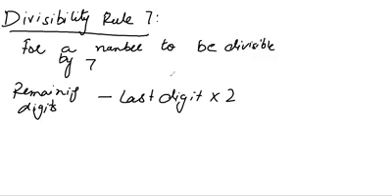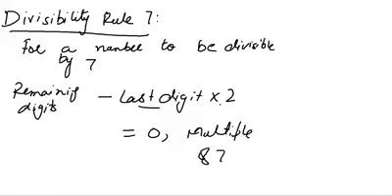So if you multiply the last digit by 2, and then subtract it from the remaining digits, the answer you get should be 0 or a multiple of 7. If this is the case, it means the whole number is divisible by 7. Let us learn with the help of an example.